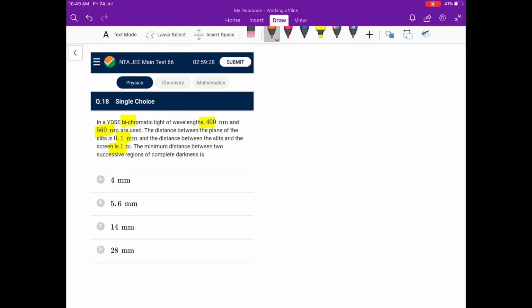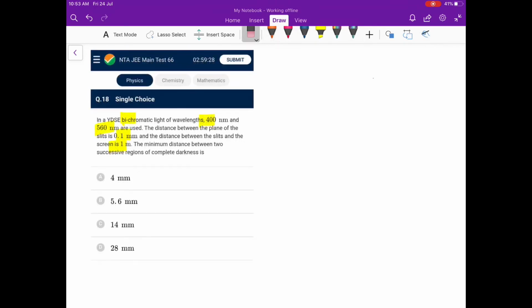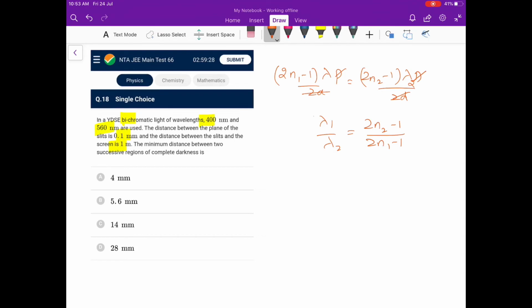First of all, what is the location of the minima? Now let me check which minima will coincide. The minima location that we have is (2n1 minus 1) lambda1 D by 2d, that should be equal to (2n2 minus 1) lambda2 D by 2d. So this is getting cancelled. So lambda 1 by lambda 2 would be equal to (2n2 minus 1) upon (2n1 minus 1). So what we will get, this would be 5 by 7.